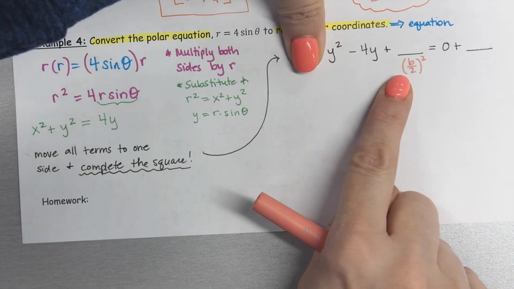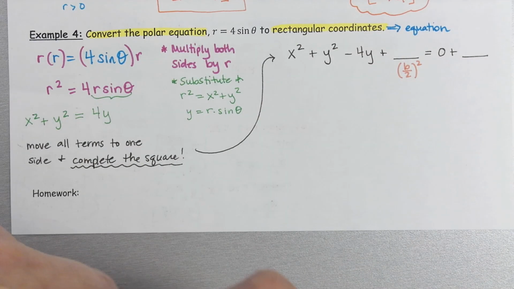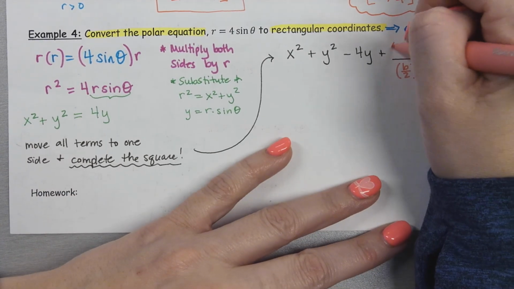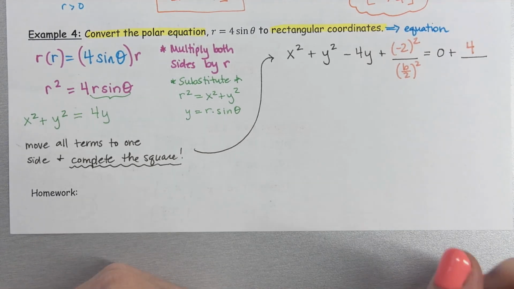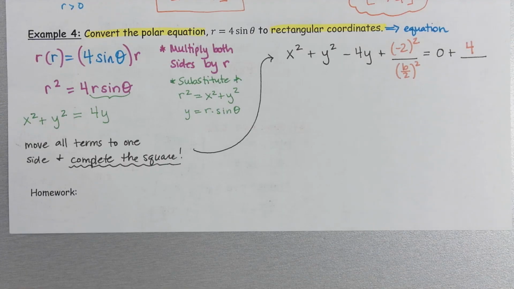Okay, so if I do half of b squared, half of negative 4 is? Half of negative 4 is? -2. -2 squared, 4. Okay, so see if you can write what the equation is going to be. That is going to be your final equation. I want you to think about what shape that's going to represent.